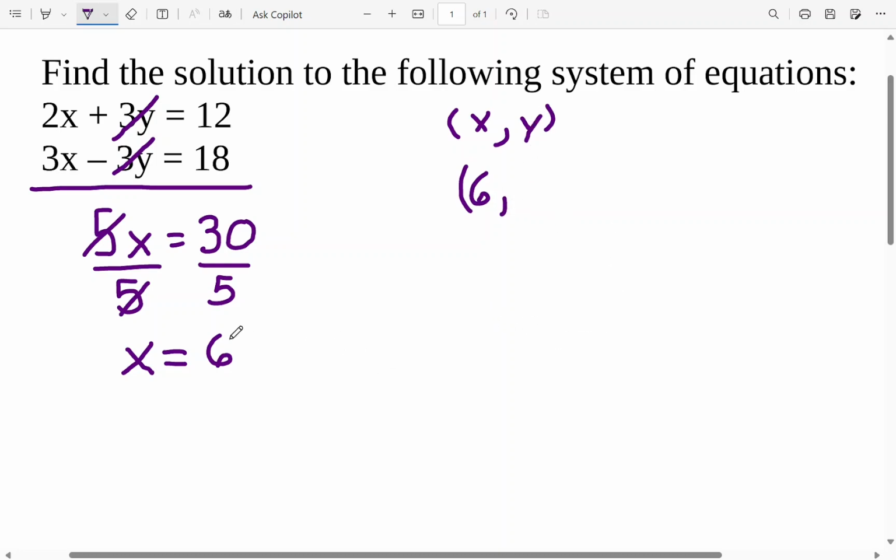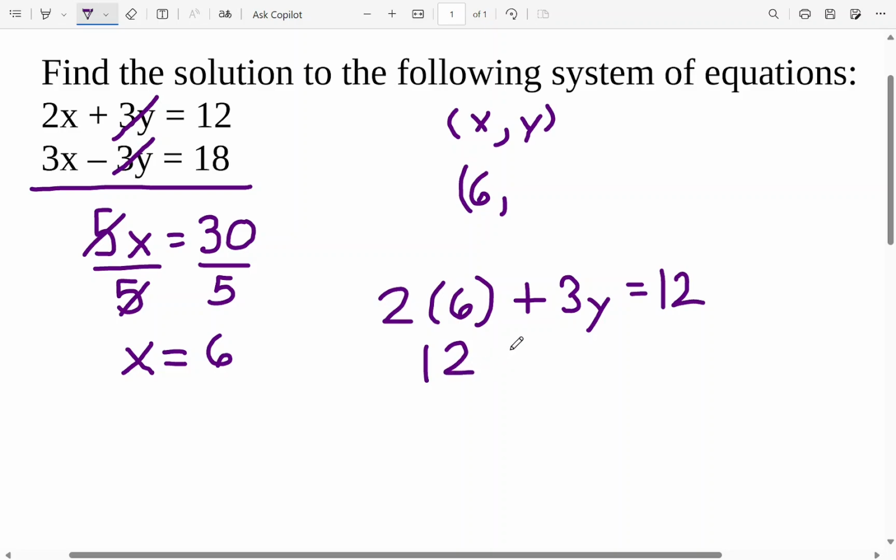To figure that out, I can take the x value 6 now and put it back into one of the original equations. Let's just go with the top one. We're going to do 2 times 6 plus 3 times y equals 12. 2 times 6 is 12, so we have 12 plus 3y equals 12.